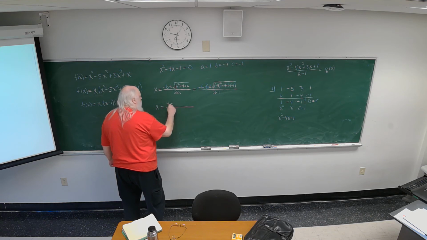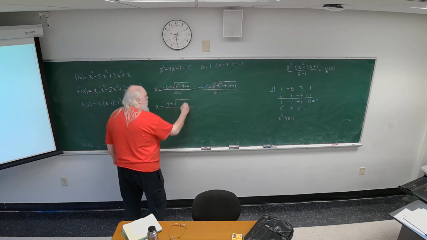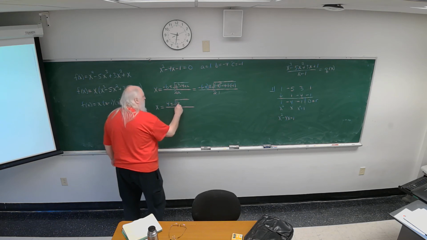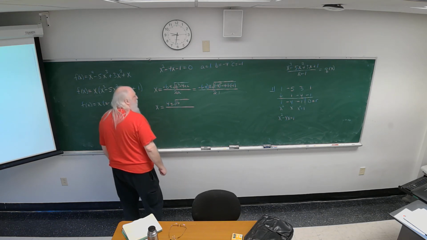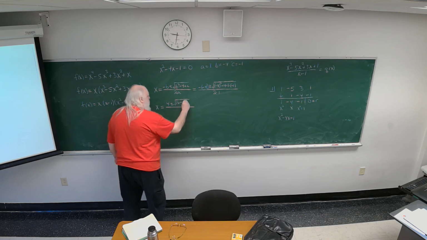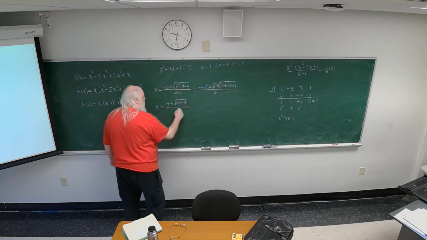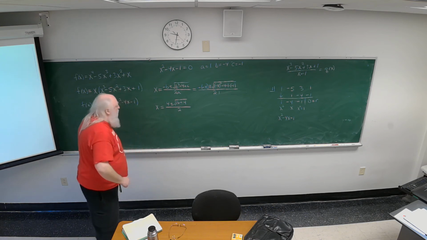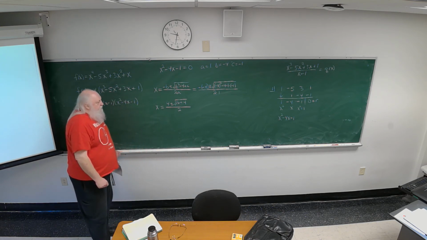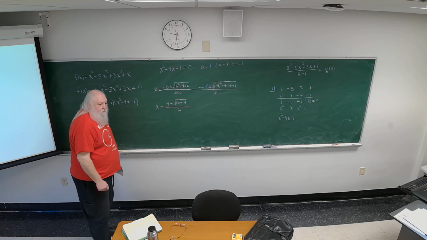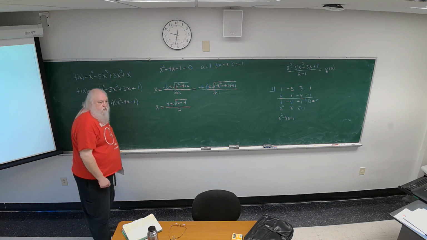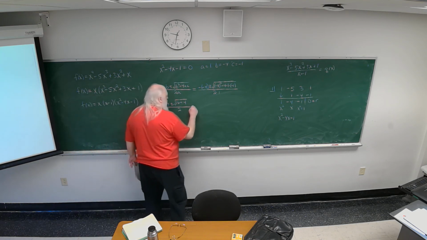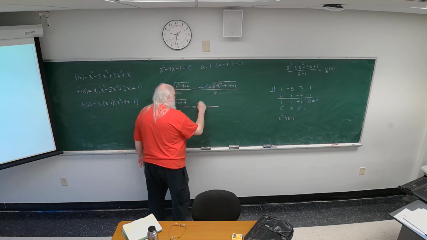Negative of -4 is plus 4. Under the square root, -4 squared is 16. And minus 4 times 1 times minus 1 is plus 4. And in the denominator, 2 times 1 is 2. So, what's under the radical is a positive number. So we're not going to have complex roots. We're going to have irrational roots. We have 4 plus or minus the square root of 20 over 2.